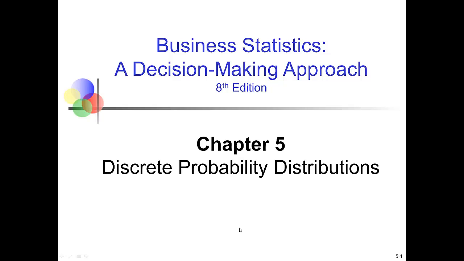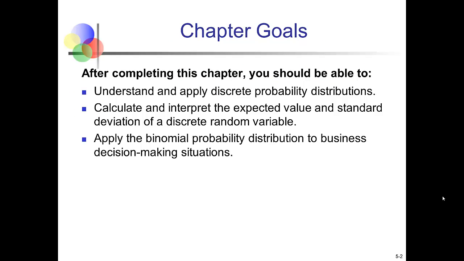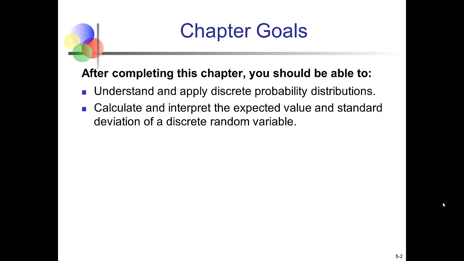In Chapter 5, we continue our discussion of probability. Our focus will be on discrete probability distributions. This video will cover Section 1, where we'll learn what discrete probability distributions are and apply them. We'll calculate and interpret the expected value and standard deviation of a discrete random variable.